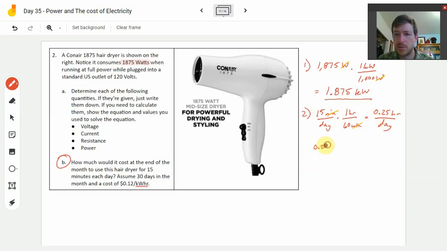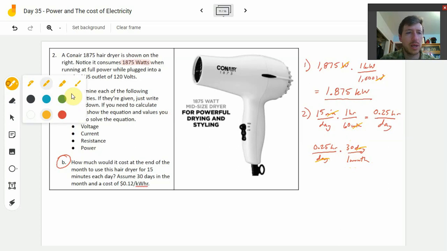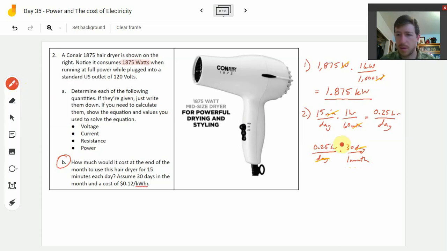So we have 0.25 hours per day, and that's times 30 days in a month. Notice we got days on top, days on the bottom. And we get that the total time usage per month is 7.5. So we're looking here at 7.5 hours is the actual time usage during that month.